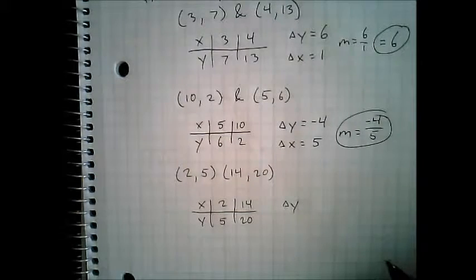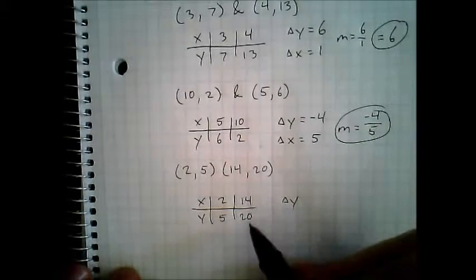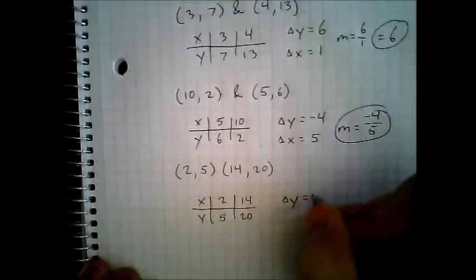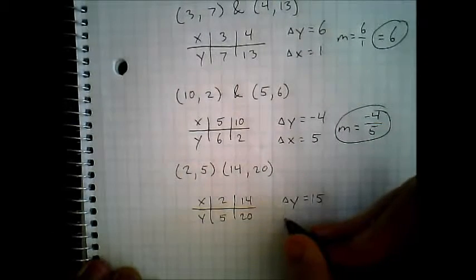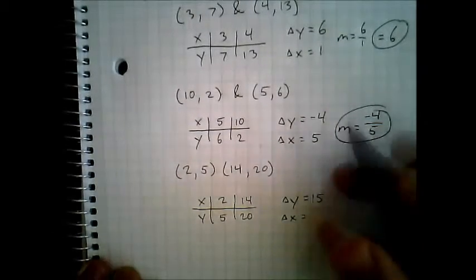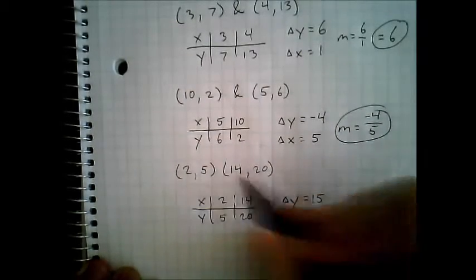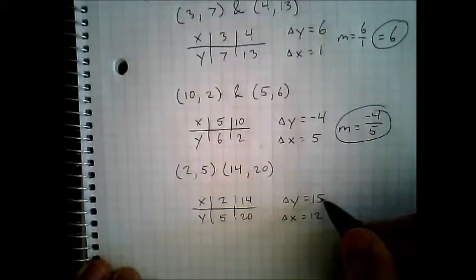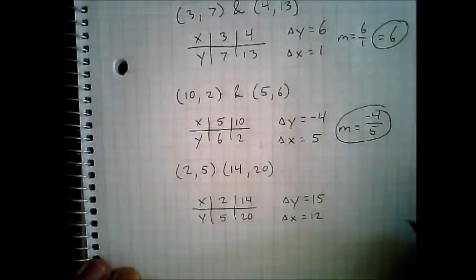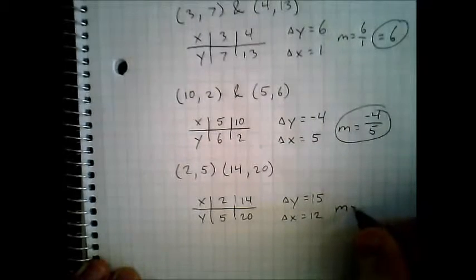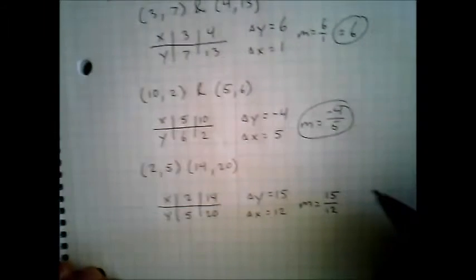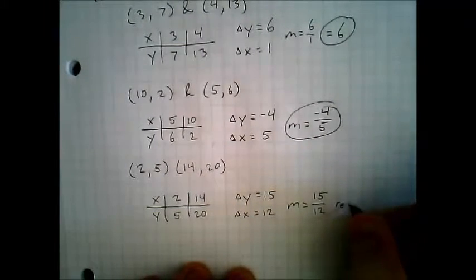So we turn it into a little table, because again, tables are very easy to work with. They tell us that figure 2 has 5 tiles, figure 14 has 20 tiles, so we're going from 5 tiles to 20 tiles, so we're adding 15 tiles. And our delta x, we're going from figure 2 to figure 14, so our delta x is over 12 figures. We're adding 15 tiles over 12 figures, or every 12 figures. So our slope is 15 over 12, and we know by now that we need to reduce this.